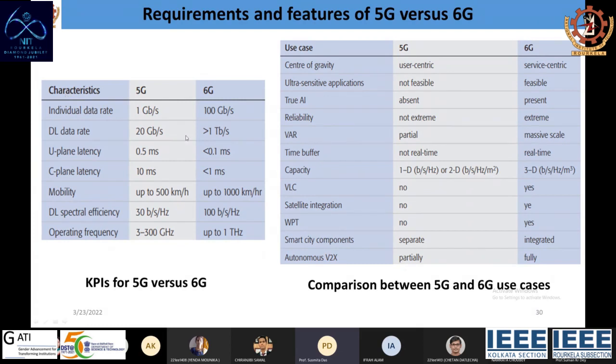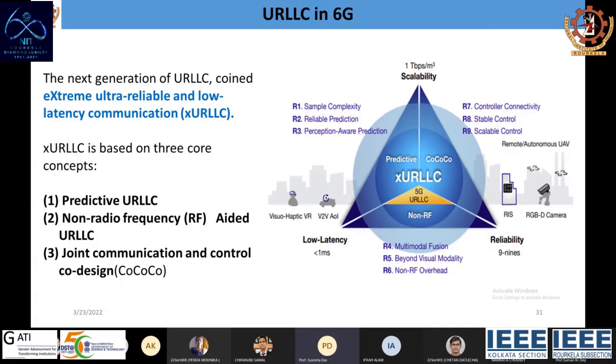All the KPIs, you can see here: the 100 Gbps individual data rate, then download data rate, user plane latency, then mobility, efficiency. Then, of course, we are going towards new networks. In terms of use cases also, there is a comparison here between 5G and 6G. Now, what will be the next generation URLLC? That is the final theme concept here, which I need to bring here.